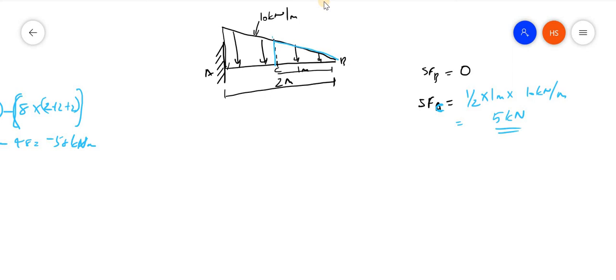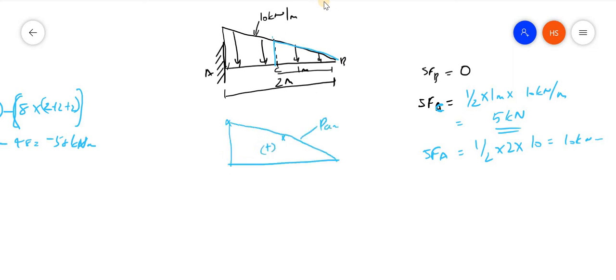What is the shear force at A? Shear force at A will be the area of this whole triangle, that is half into 2 into 10, that is 10 kilonewton. So we can draw the shear force diagram like this. It will be a parabola only. The shear force diagram itself will be parabolic, and what is the reason?